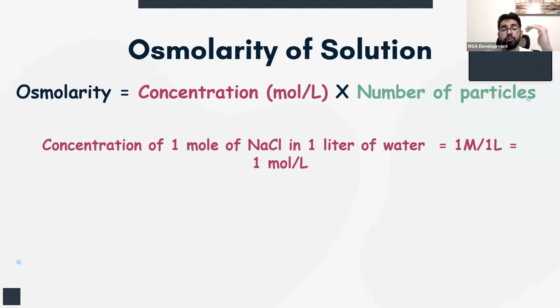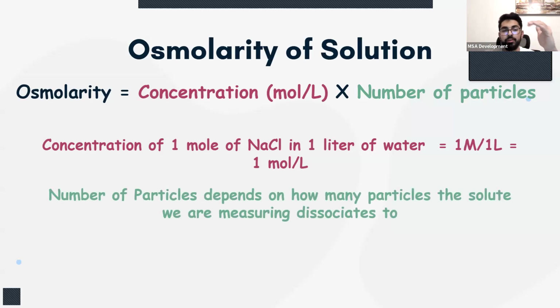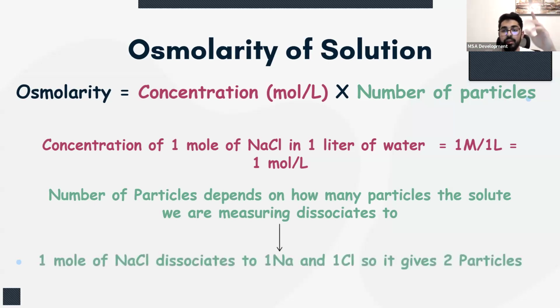The number of particles depends on how many particles the solute, in our case, let's take NaCl as an example, dissociates into. So when 1 mole of NaCl dissolves, it gives you one sodium, Na, and one chloride, Cl. And these are two particles, although it's 1 mole of NaCl. So the number of particles in this example is going to be 2 because it's NaCl.